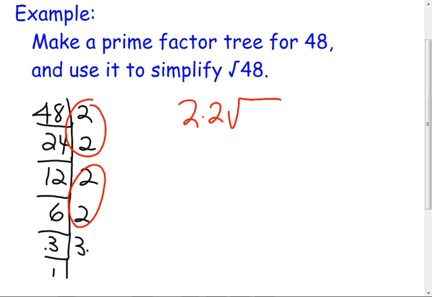What's still underneath here, Zach? What's still under the radical? No. I pulled the 2's. They match. Those 2's match. What does not match? So this is 4 square root of 3. What I like about that is it works every single time.